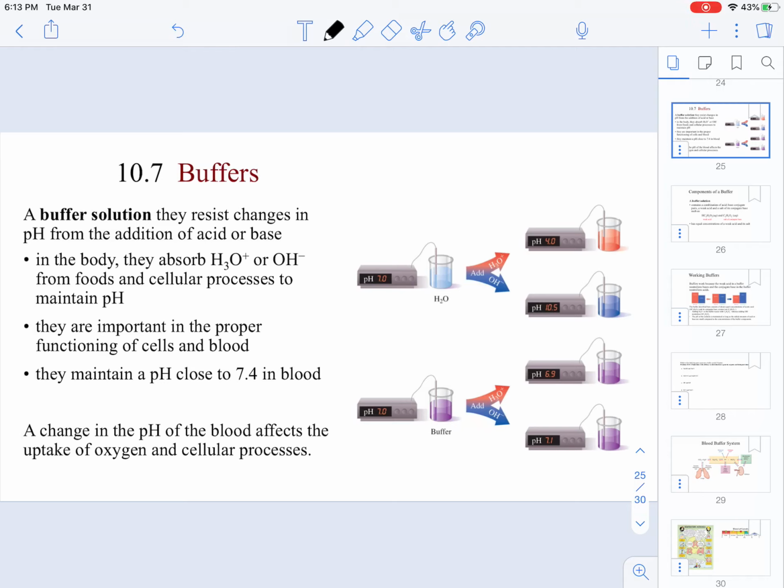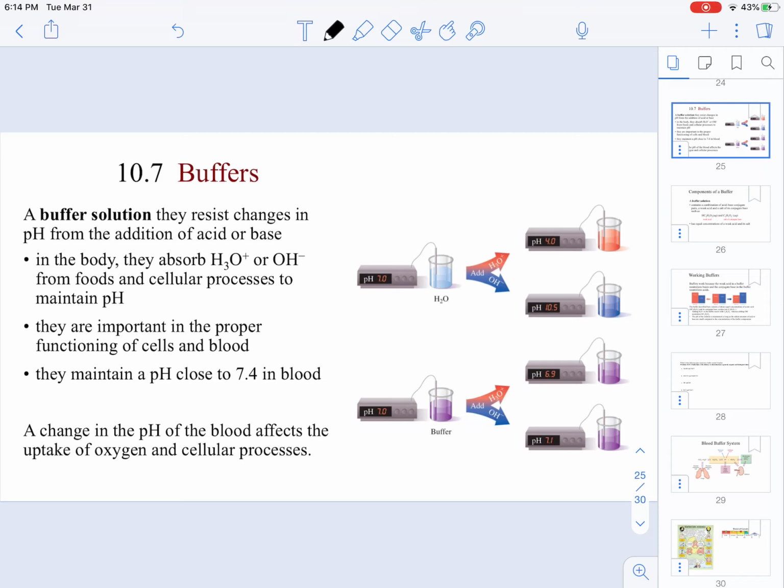This lecture covers the last part of chapter 10. In section 10.7, we are going to talk about buffers. A buffer solution is a substance that resists changes in pH when you add acids or bases. Understand that buffer solutions are all around us.